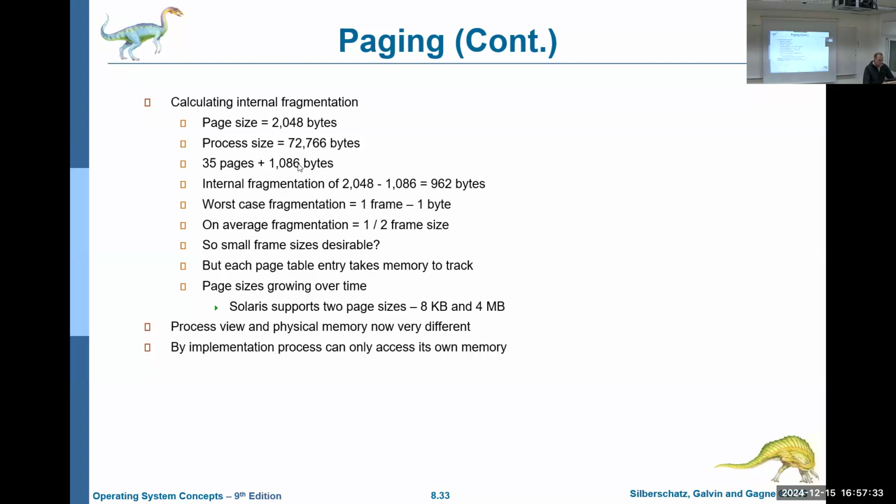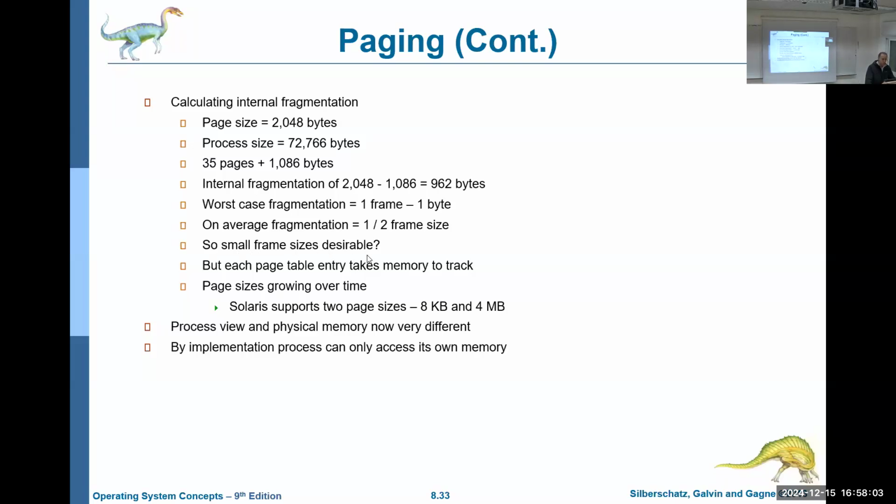Here's the rest. So how many pages will I actually need? 36, not 35, because I need one more page for this. So what's my internal fragmentation? Well, it's the size of a page subtracted by the amount that I'm actually using, 962 bytes. Worst case fragmentation is a whole frame, less 1 byte. On average, fragmentation is half a frame. So the bigger my frame, the more fragmentation I'll have.